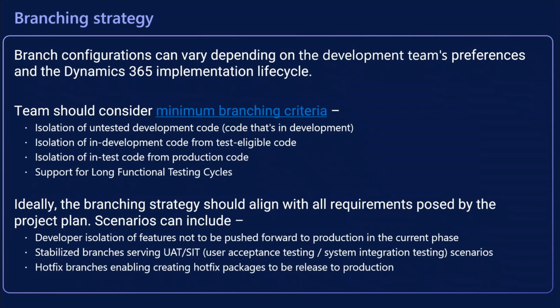So to ensure robust code management, our branching strategy should include scenarios like isolation of developer features to prevent premature production deployment, stabilization branches for UAT and SIT scenarios, and hotfix branches for creating and releasing hotfix packages to production.